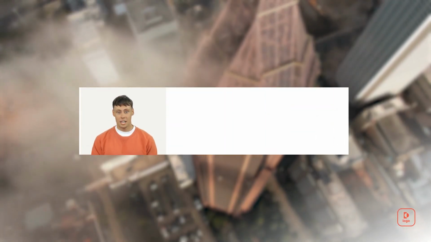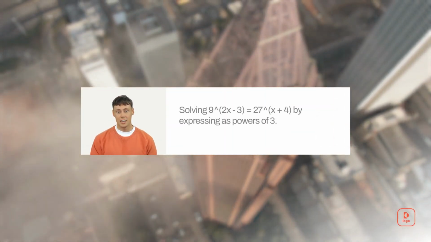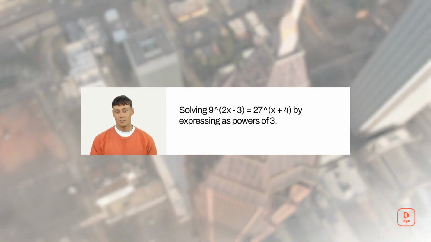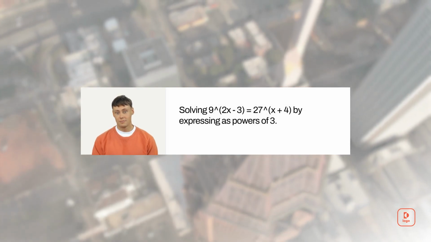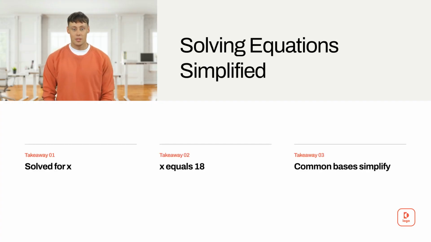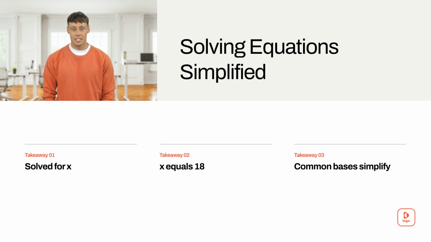Let's tackle another example. 9^(x-3) equals 27^(x+4). Both sides can be expressed as powers of 3, simplifying our work. Rewriting it gives us 3^(2x-6) equals 3^(3x+12). Equating the exponents, we derive 2x-6 equals 3x+12. Solving for x, we find x equals -18. Notice how common bases simplify the process significantly.